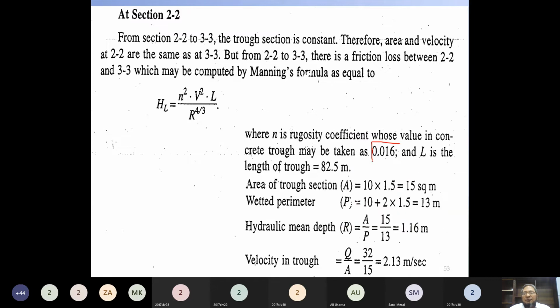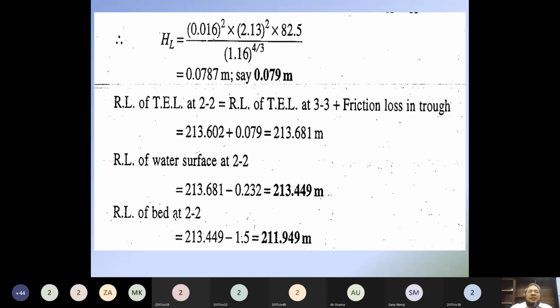Yeah, this one. And the wetted perimeter for the rectangular section at 2-2 will come as 13 meter, hydraulic mean depth, hydraulic radius, as 1.16 meter, and the velocity in trough would be 2.13 meter. And then you can compute the head loss by using Manning's equation. So 0.079 meter is the head loss in 82.5 meter length of the aqueduct.